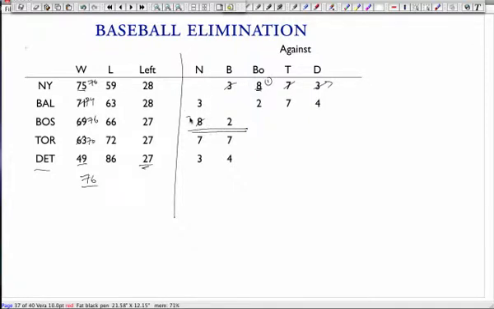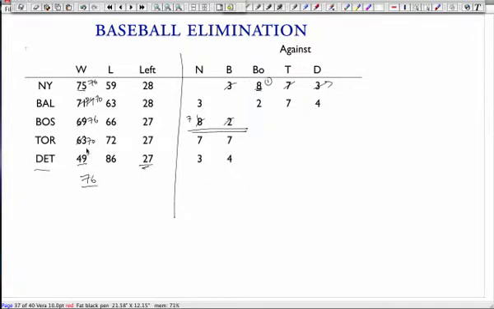This was a 7-1 series, but what about Baltimore? Boston and Baltimore have 2 games, okay? And Baltimore currently has 74. That means Boston has to lose both of these games, right? Which means Baltimore would have 76 and 76.